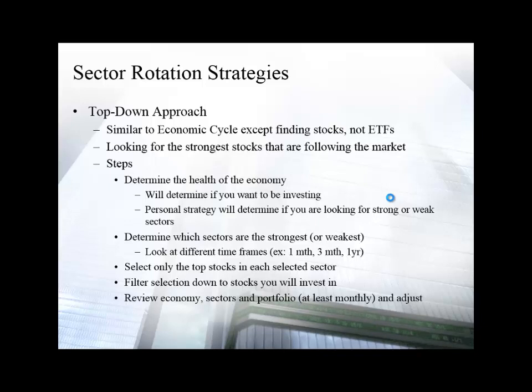Or if you're a short seller, you're probably looking for the weakest sector and then finding the weakest stocks that are going to fall the greatest. So it all depends on the type of strategy you're looking at. But what you're doing is you're starting at the top level sector, finding the best or worst depending on your strategy, scaling down or drilling down a little bit further, finding the industries that are the best or the worst within that sector, and then finding the best or worst stocks within that sector. Again, all based on your strategy.